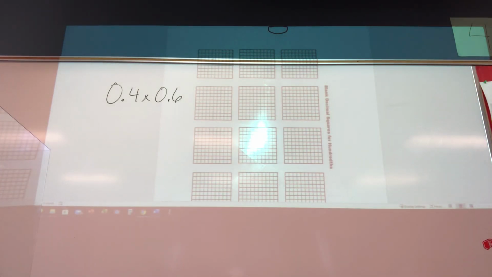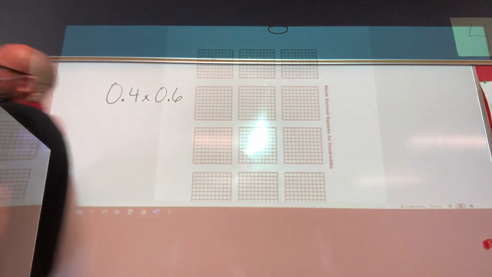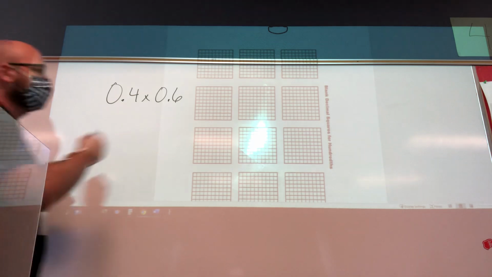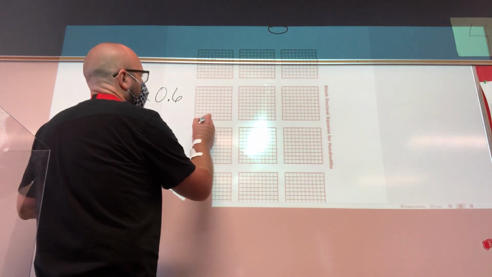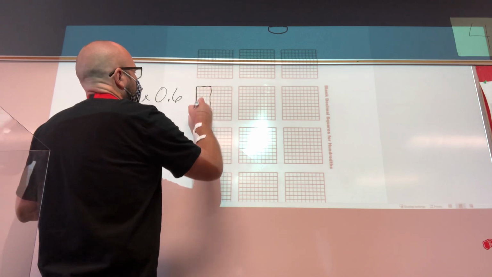4/10 times 6/10. 2,400. Well, let everybody do it. They're coloring in, they're shading the block. We're not there yet. They're not there yet. Are we there yet? Not yet. I'm there.